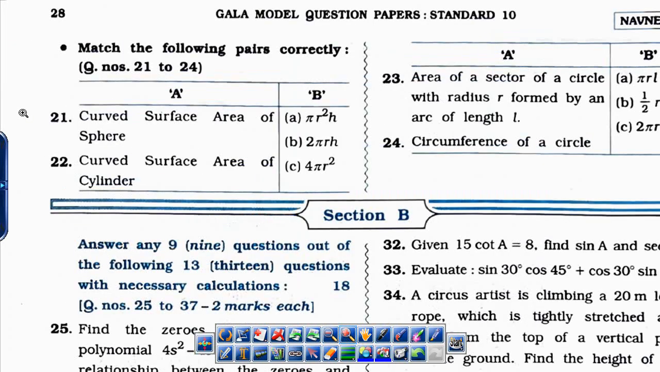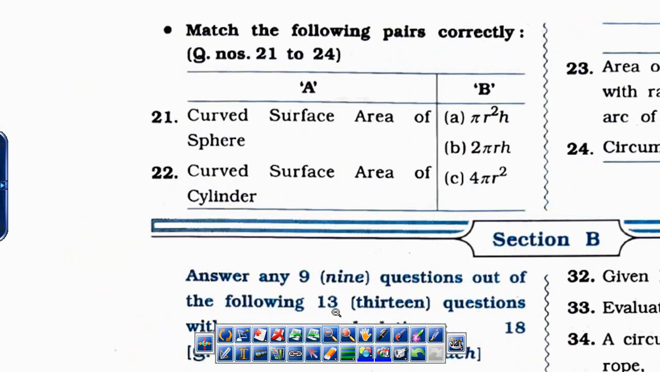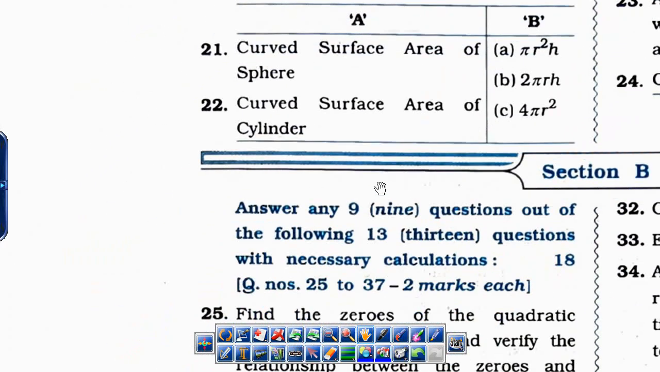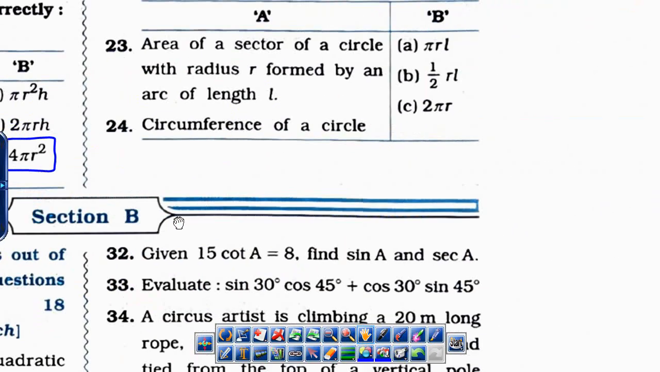Question 21. Curved surface area of sphere. कितना simple, it's just a formula. Curved surface area of sphere is 4 pi r square. Curved surface area of cylinder is 2 pi r h. 2 marks score हो गए simply by remembering the formula.